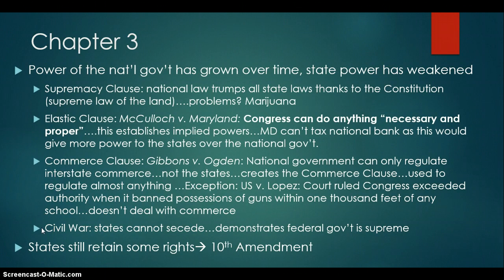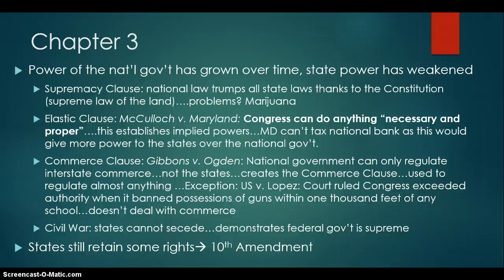Moving on now, the power of the national government has significantly expanded over time, while the opposite has happened with the states. The state power has significantly weakened. So, for example, the Supremacy Clause basically says that national law trumps all state laws thanks to the Constitution. The Constitution is the supreme law of the land, and national law will always trump state law. Big problem, like we've talked about in class, California or Colorado being a better example, legalizing recreational use of marijuana. The problem is it's against the law nationally. It's against federal law, so you have a conflict there. Technically speaking, national law is in the right. So anyone still using marijuana in Colorado is technically violating federal law.